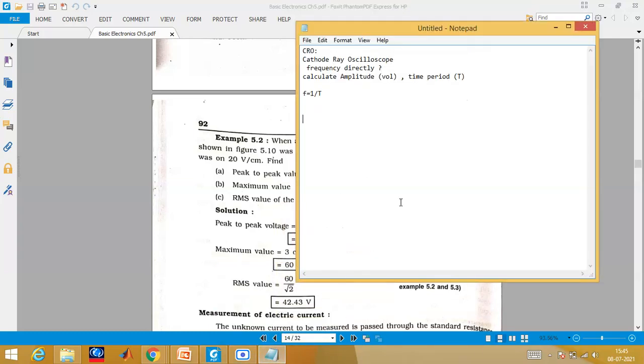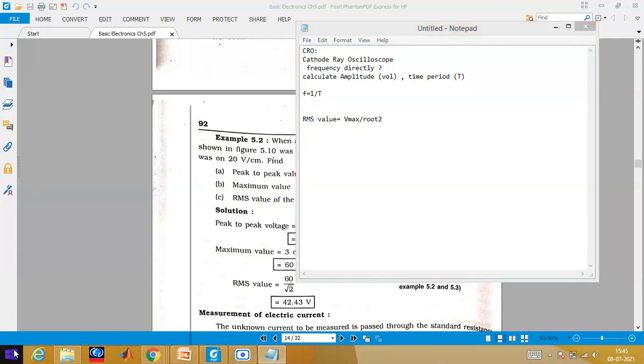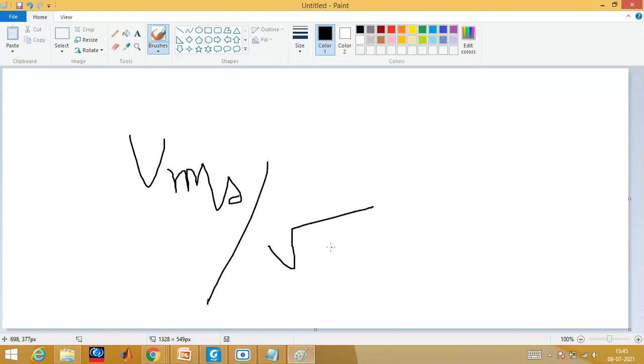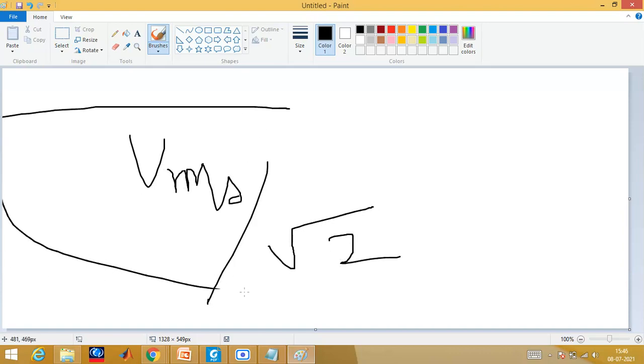If you don't know the formula, I'll just write RMS value. Any RMS value you can calculate. If it is I, you have to write I max by root 2. It's a V, so V max by root 2. Okay, so how am I going to write root 2? Because I'm using Notepad, I don't have that symbol, so I'm writing root 2. If you want me to write it in Paint, how it looks like, I can write V RMS divided by root 2. Okay, so this is the formula.